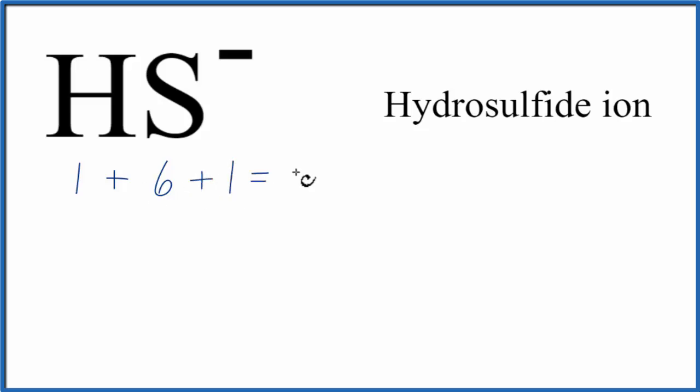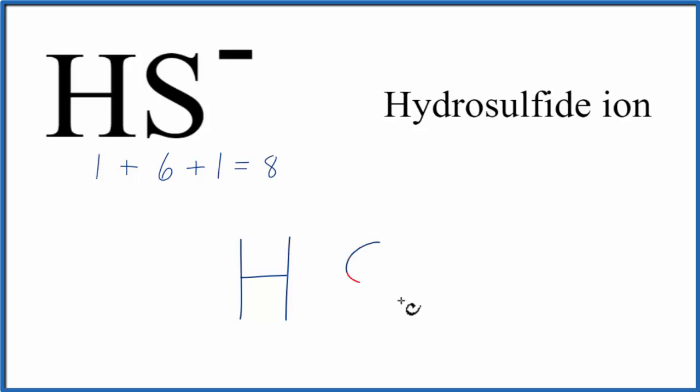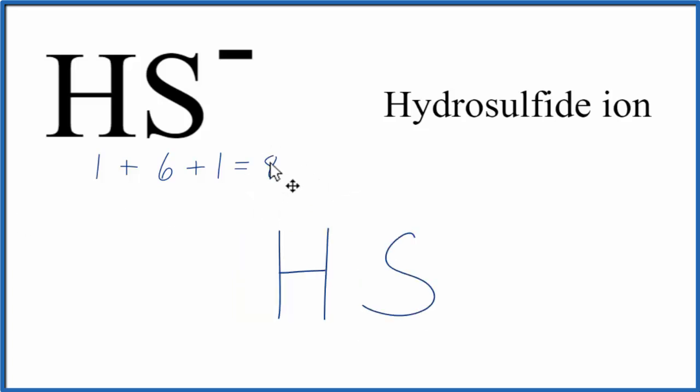Plus 1 equals 8. So we'll write our H and then our S. And we have a total of 8 valence electrons for this compound. So let's put 2 electrons between the H and the S. That forms the chemical bond between the hydrogen and the sulfur.